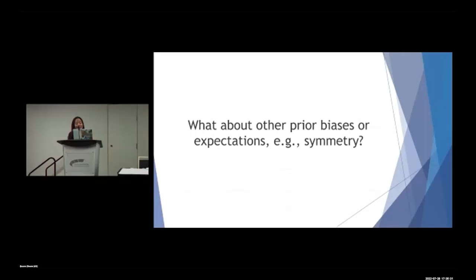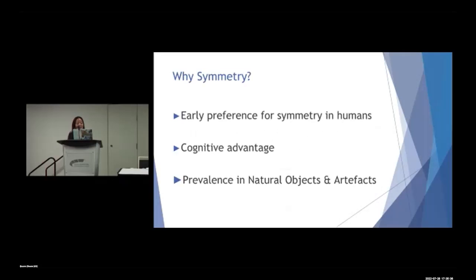What about other priors or expectations in completing 3D objects, such as symmetry? And you might be wondering why we want to think about symmetry. Well, there's a very early preference for symmetry in humans. Infants can already habituate sooner to symmetrical patterns instead of asymmetrical patterns. There's also cognitive advantage to realizing that one half of an object is the same as the other half. It allows objects to be processed quickly with a less information load. And many of our natural objects and artifacts in our everyday lives are also symmetrical in some ways.